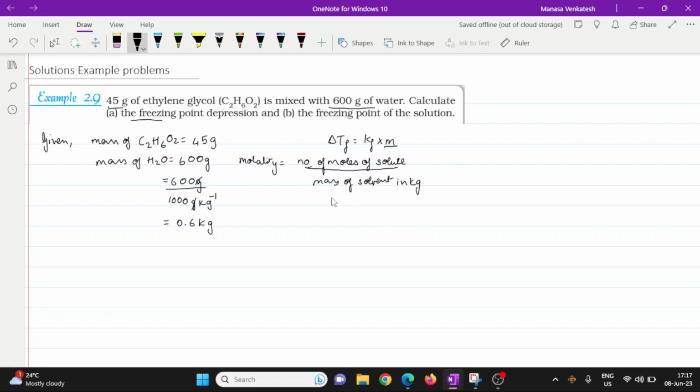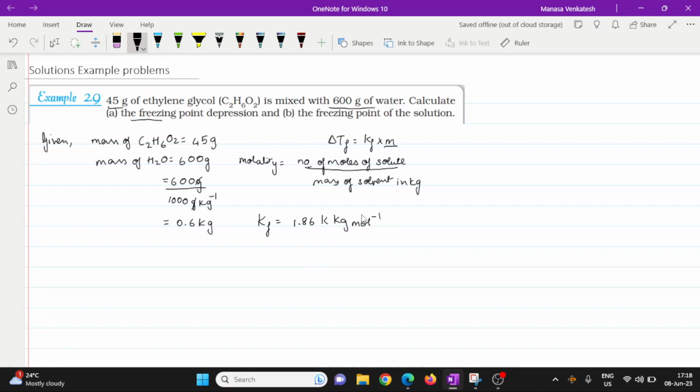The reason I want it that way is because if you look at your textbook, the previous page, page number 53 in my textbook, you have the values of Kf and Kb of various solvents. The solvent for this particular solution is water. So the value of Kf for water is equal to 1.86, and the units are given on top. It is Kelvin kilogram per mole. And because of that, we want it to stay in kilogram.